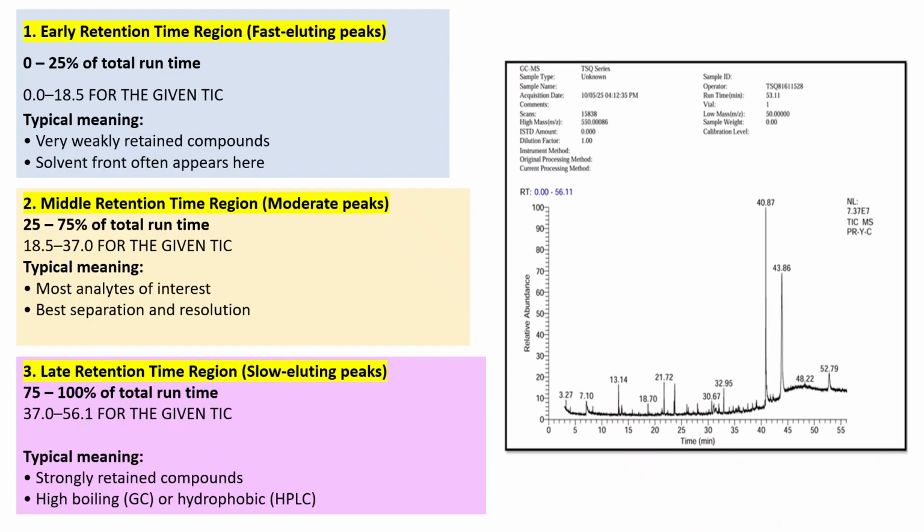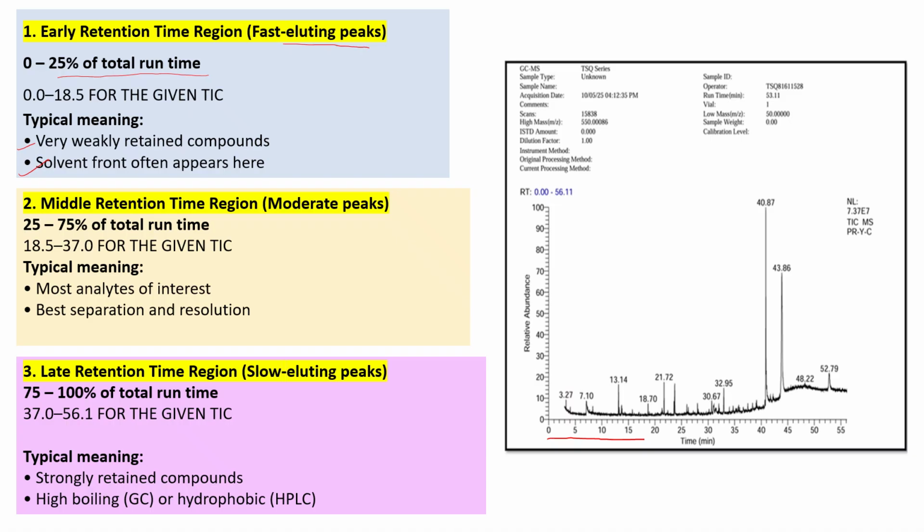The total ion chromatogram is divided into three regions on the basis of retention time. Early retention time region, which is fast eluting peaks, 0 to 25% of the total runtime comes under this. So here in this TIC, 0 up to 18.5 comes under early retention time region. They are very weakly retained compounds and mostly solvents appear here.